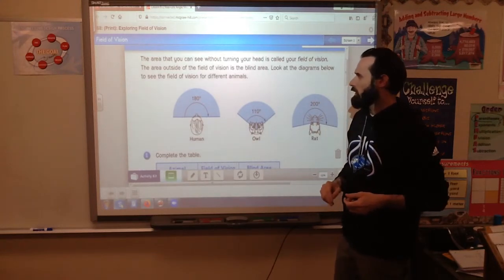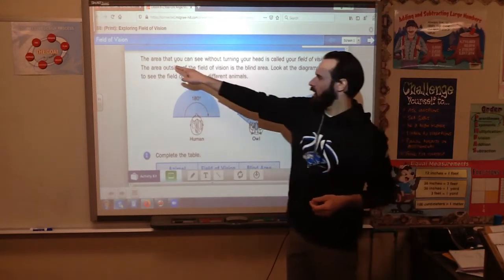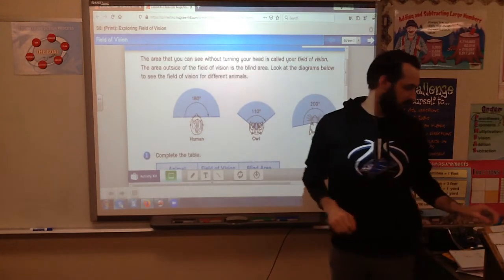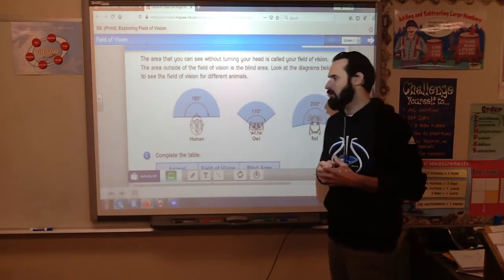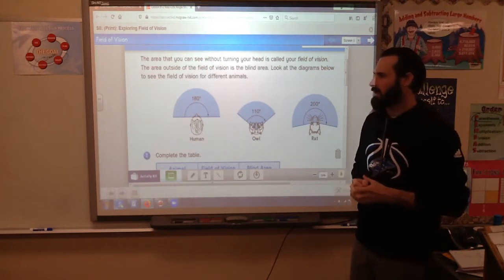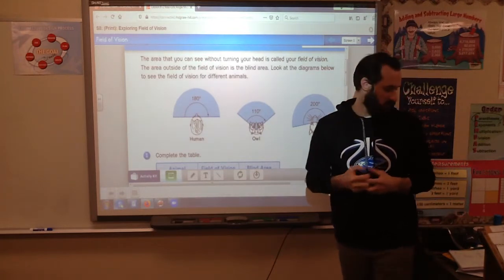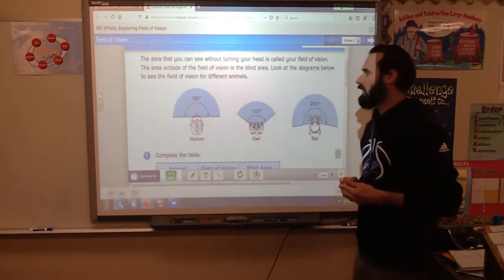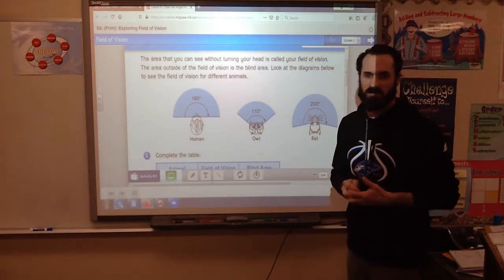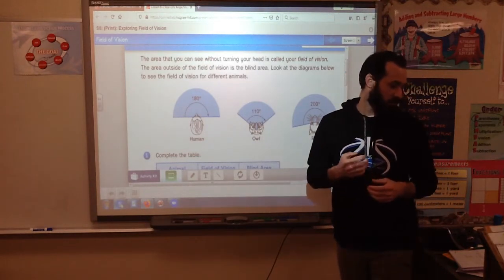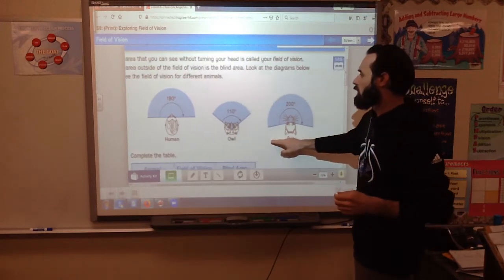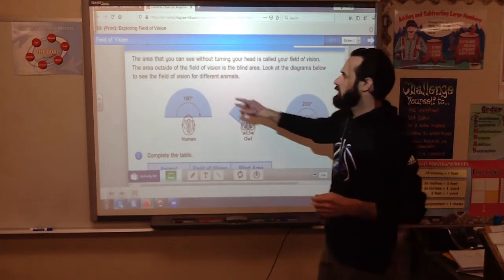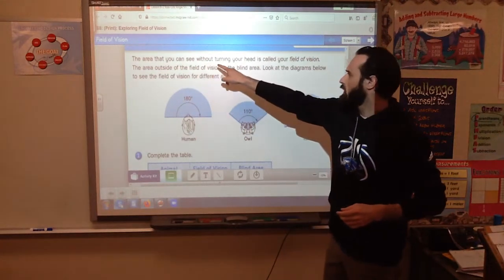So what they're showing you, it says the area that you can see, and this is page 274 in your math journal. I should tell you that first. So it's the very next page in your math journal. We did 273 yesterday. We're going to do 274 today. And we will probably do 275 because I think it's kind of a cool lesson to do.